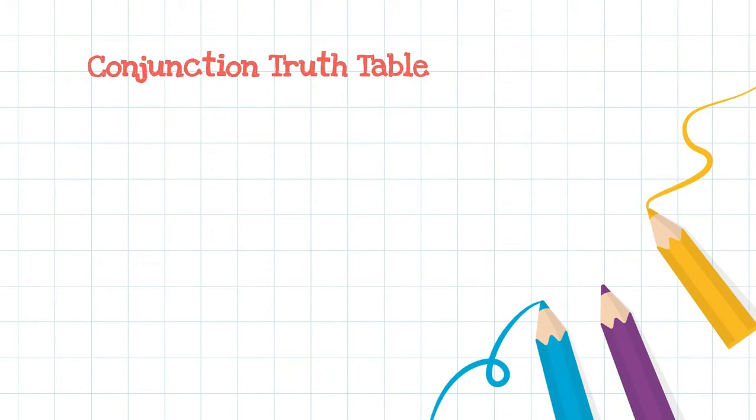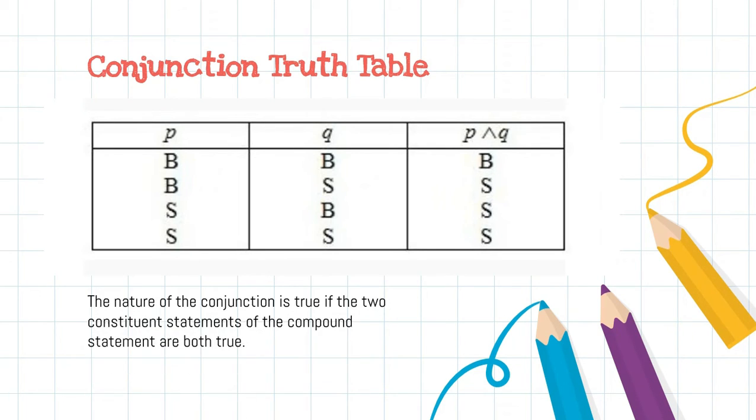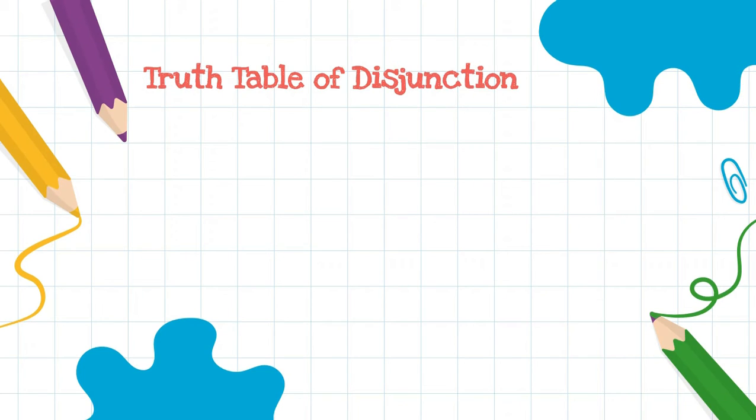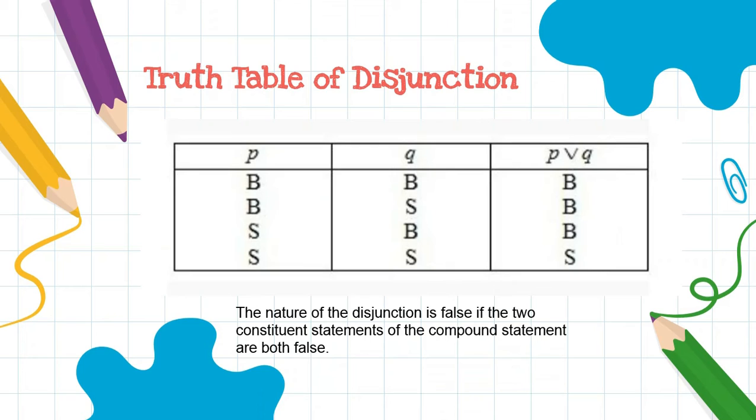Okay, conjunction truth table. We can see this table, but I'm so sorry because this table is still in bahasa. From the table, it can be concluded that the conjunction is true if the two constituent statements of the compound statement are both true. Next, truth table of disjunction. You can see this table. From the table, it can be concluded that the disjunction is false if the two constituent statements of the compound statement are both false.